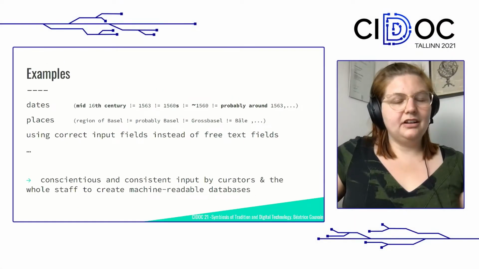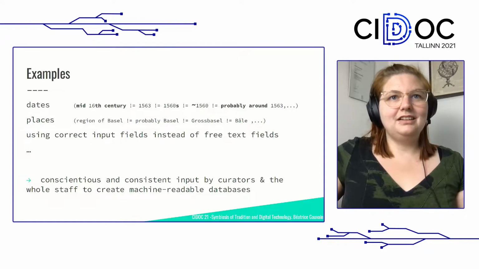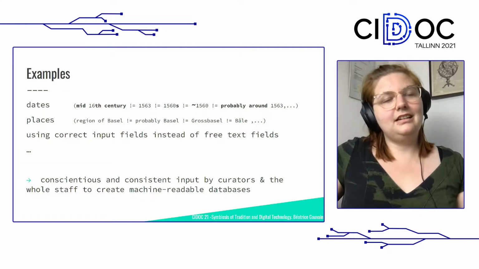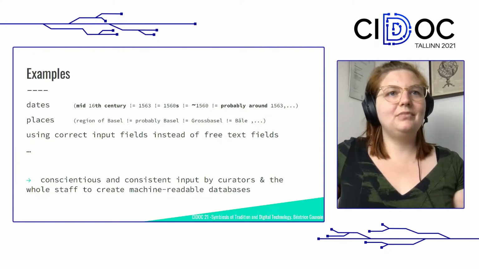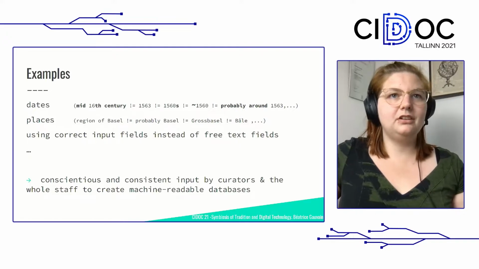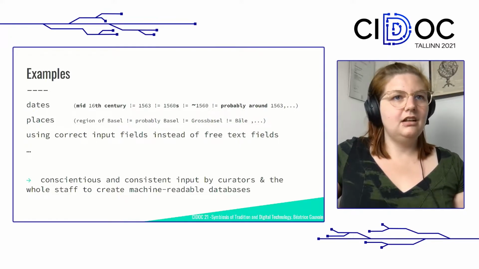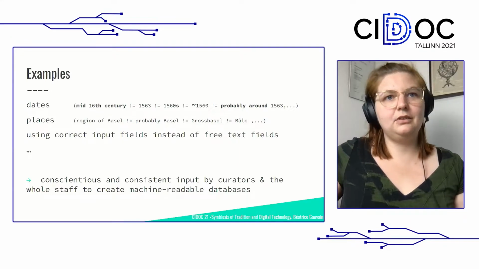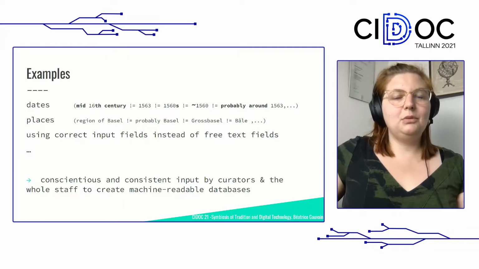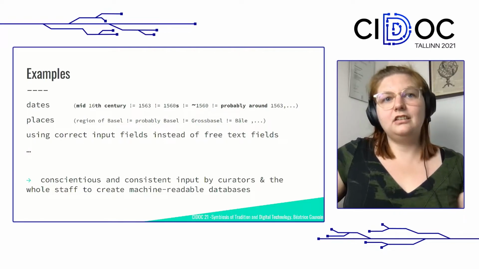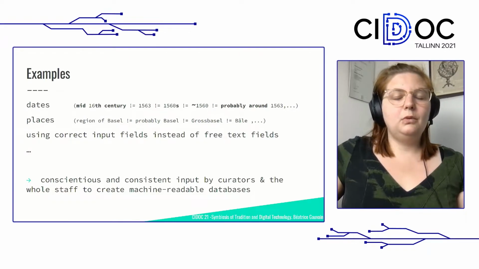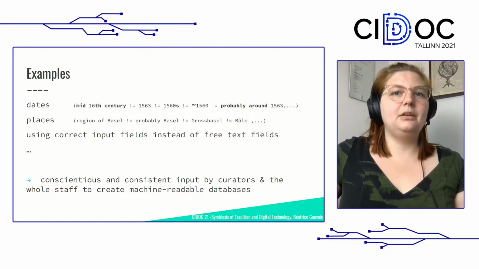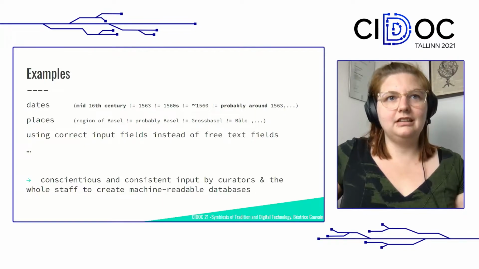For example, we heard a lot about controlled vocabulary already. When you actually work at those institutions, you often see that they abuse the labels. They use words to describe things in different places, and sometimes they even use free text fields instead of the correct input fields. They need to be made aware of the need for conscientious and consistent input, so they can create machine readable data, and then we can actually apply computational methods to it.